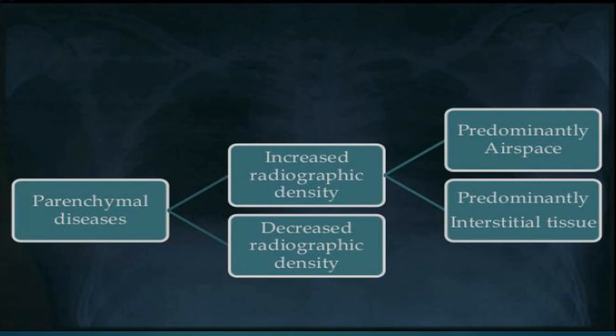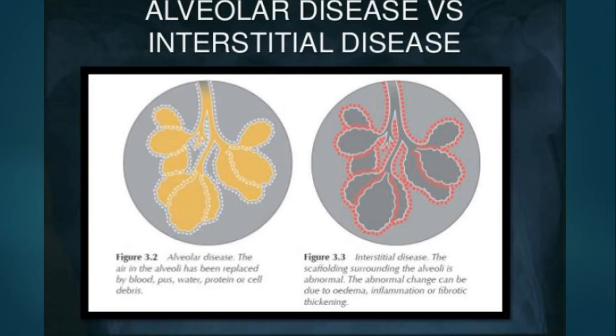Regarding the increased radiographic density, the things that cause increased lung density, make it whiter, are either predominantly airspace disease or predominantly interstitial disease. Now, what's the difference between the two? The lung is composed of interstitial tissue. This tissue is between the alveoli and the airspace component, that's the bronchioles and the alveoli that are connected to them.